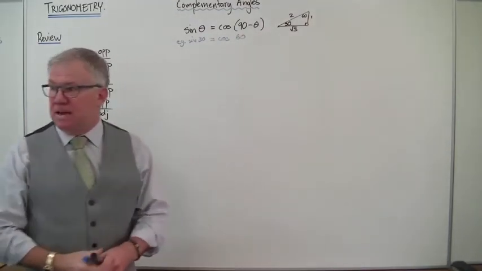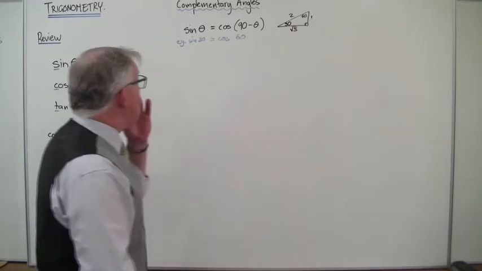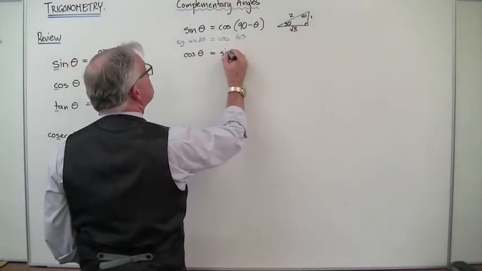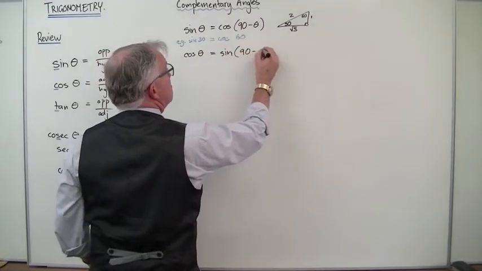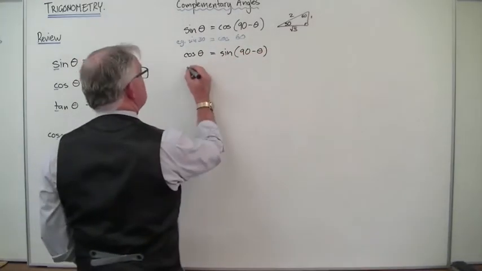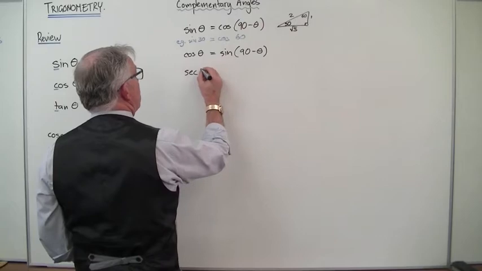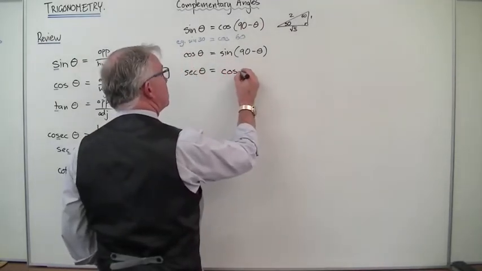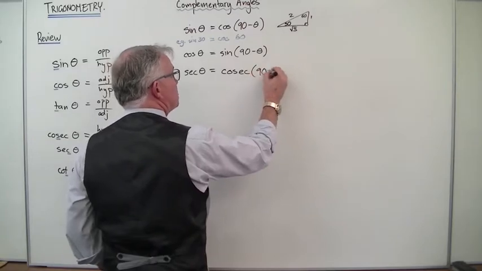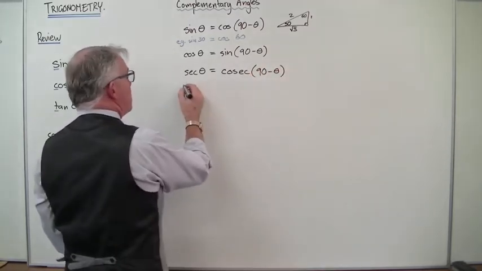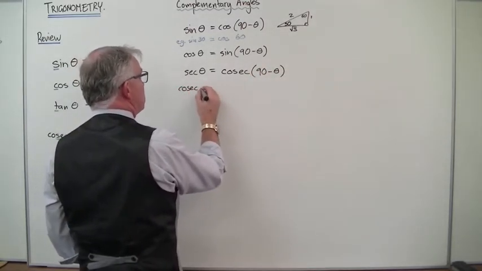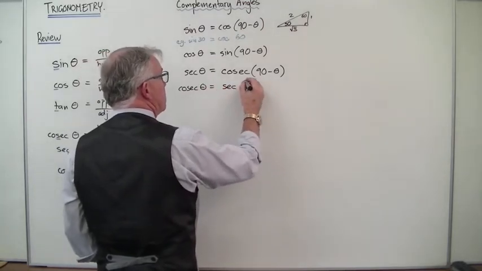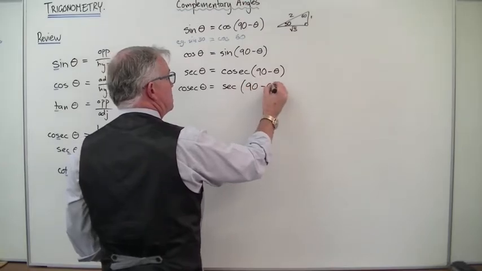Alright, from that little example, you can see that the corresponding relationship is cosine of theta equals sine of 90 minus theta. Secant of theta is equal to the cosecant of 90 minus theta. And the corresponding relationship is cosecant of theta is equal to the secant of 90 minus theta.